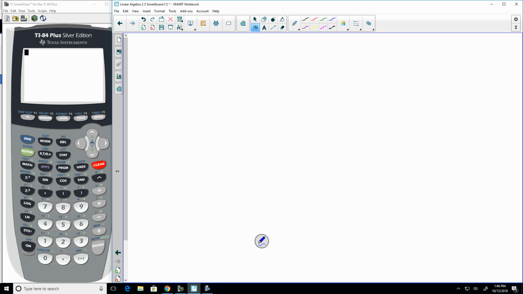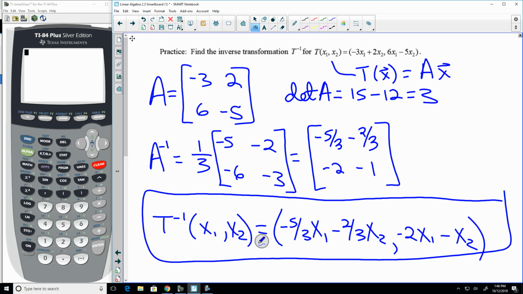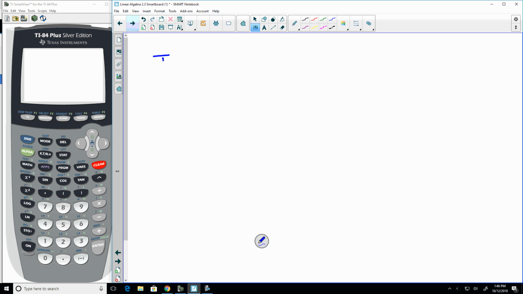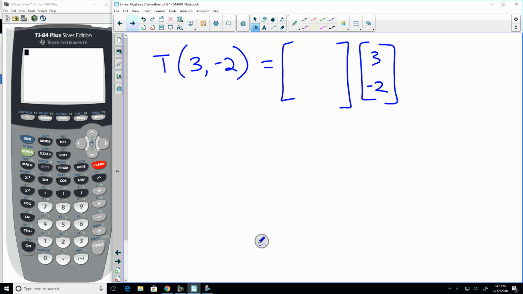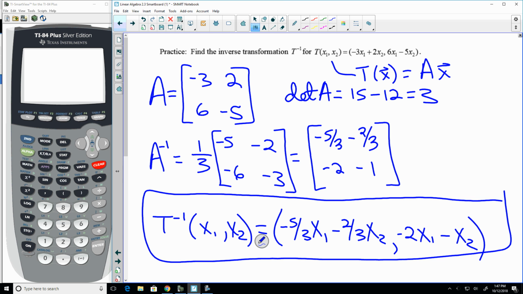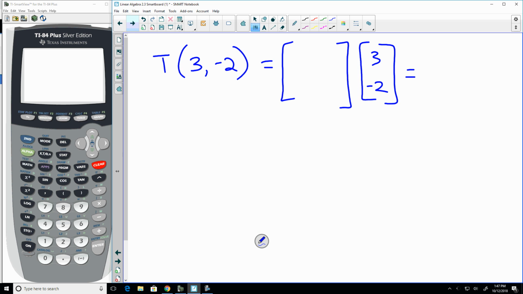So let's do one more thing. Show that the inverse matrix is going to reverse what we did. Okay. So let's do this, the last one. Let's do T of (3, -2). So we're going to multiply A times (3, -2). So A was [-3, 2; 6, -5].